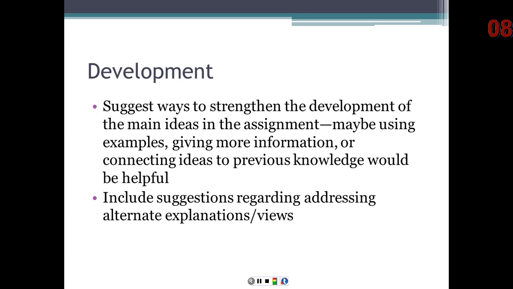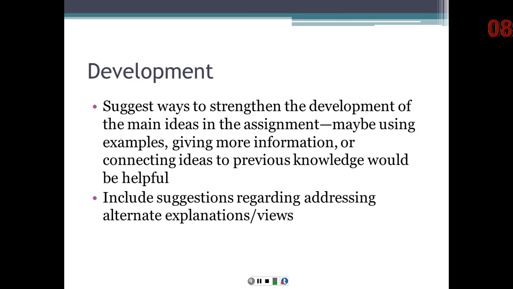For development, in addition, of course, to the bulleted points on the rubric, you might want to suggest ways to strengthen the development of the main ideas in this assignment. So you might use examples, you might say you need to give more information, you might say they could connect ideas to previous knowledge, and that would be helpful. Whatever would help to strengthen the development and make sure it's fully developed, you need to make sure you're giving them examples.